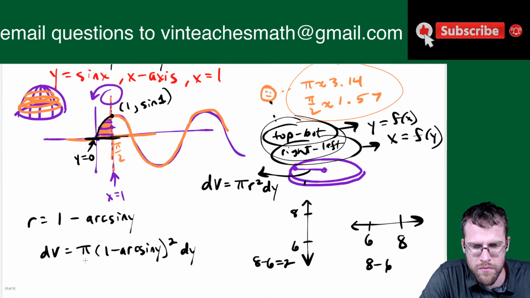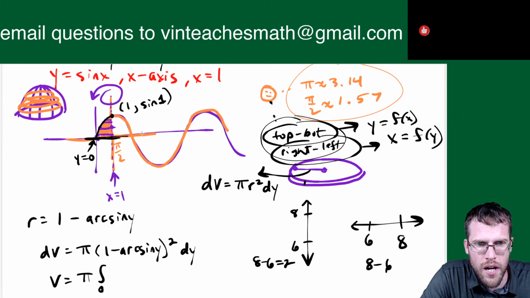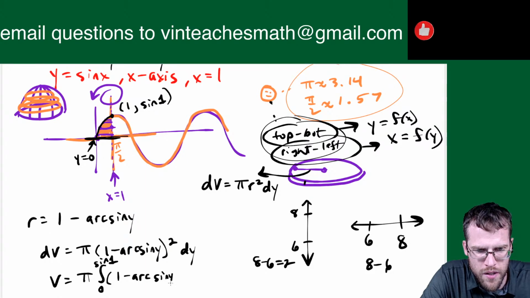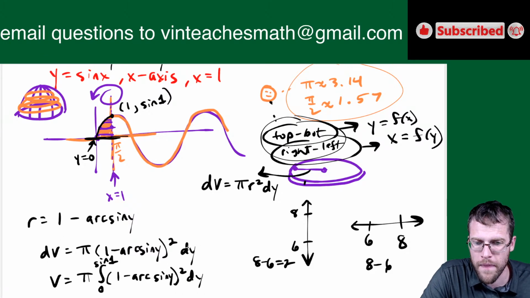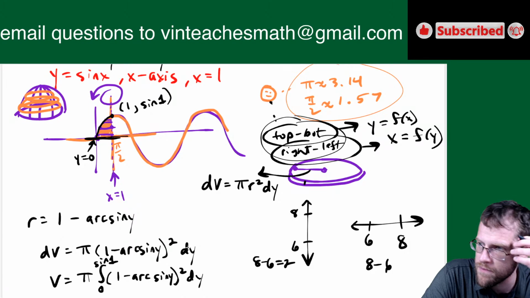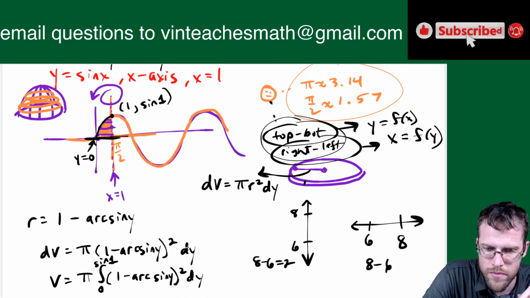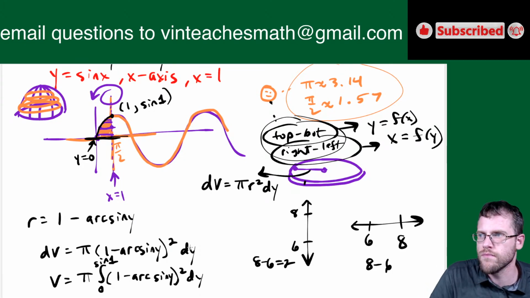So the volume is equal to pi times the integral from the low point, y equals 0, to the high point for y, which is sine of 1. And then we're going to have 1 minus arc sine of y squared dy. And in this question, the hard part is just setting this thing up. Yeah, here I would say that this is going to be your solution. All right, so cool.